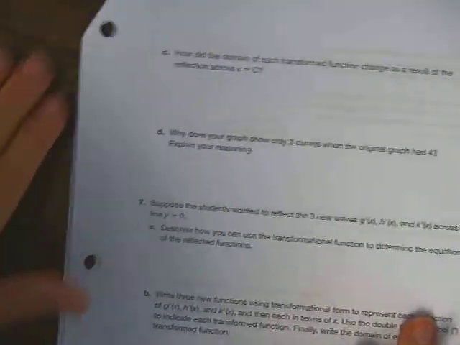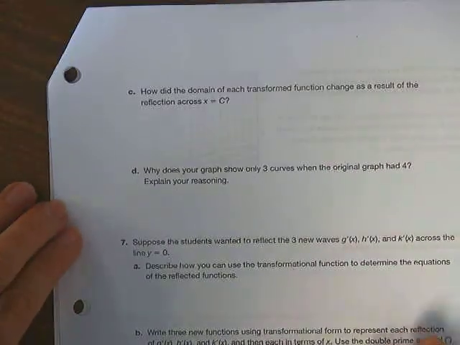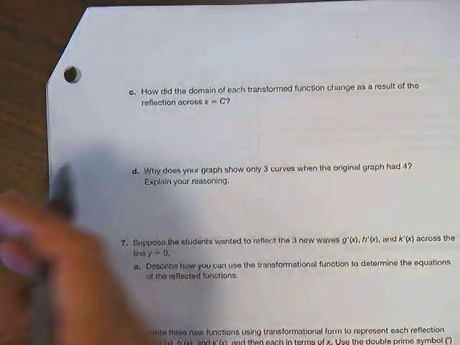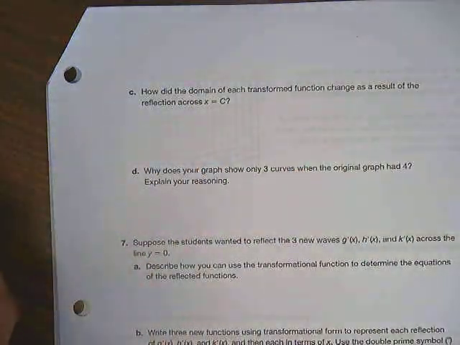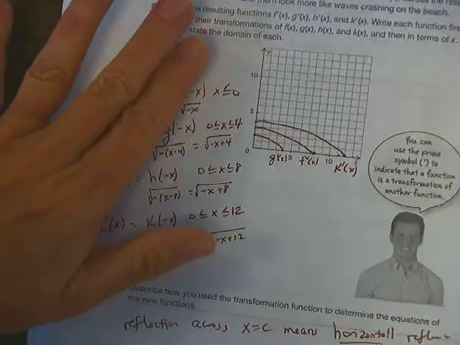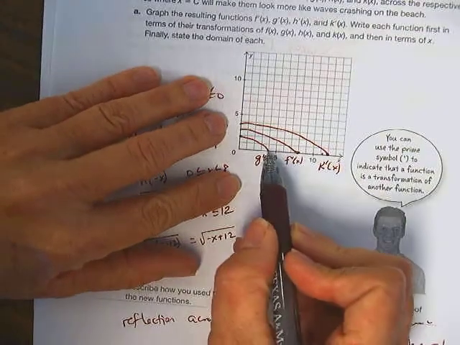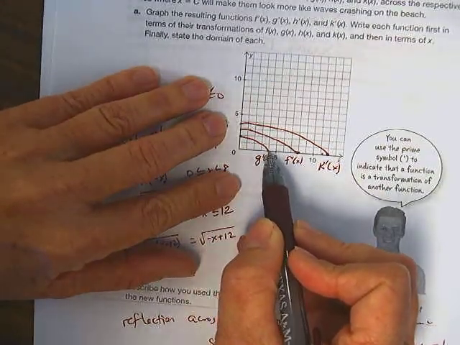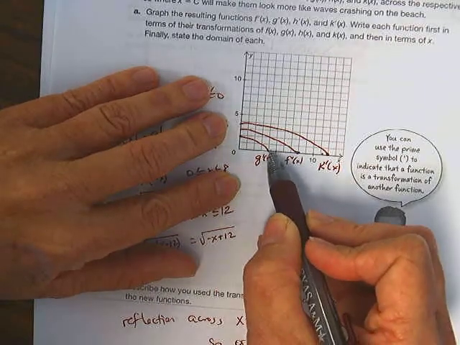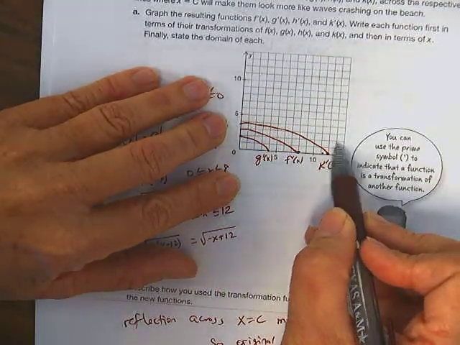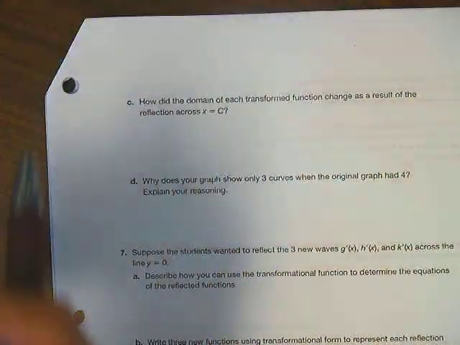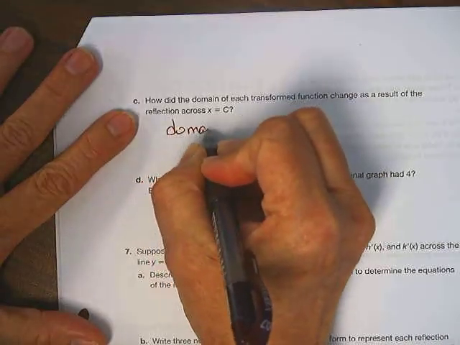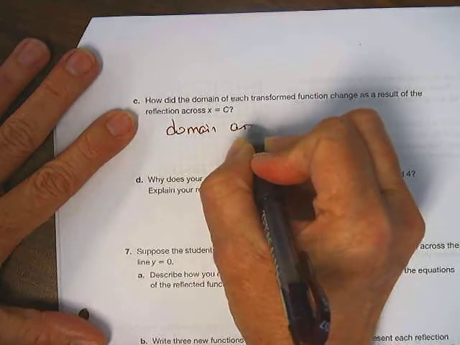Okay. How did the domain of each one of these change? So our domain looked the opposite. Let me put this back up here. If we were looking at this, g prime of x goes from 0 to 4. The original g went from 4 up to 14. So it looks like our domains have changed. They become the opposite.